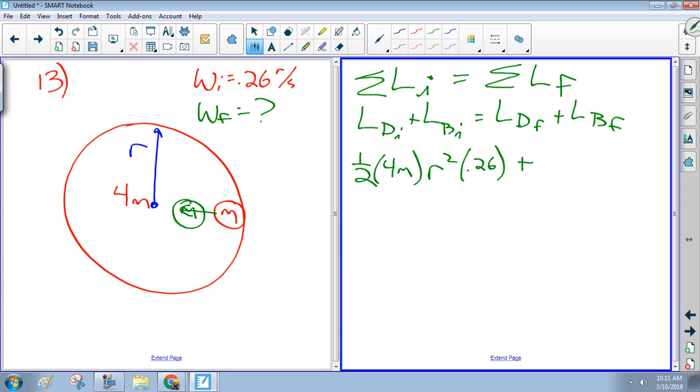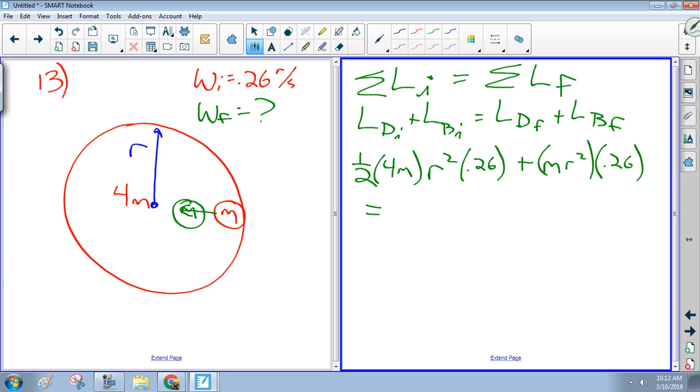Plus, now we're going to do the same thing for the bug. We can't do mrv because we don't know the v, so we've got to do mr squared. That's literally m, because the mass of the bug is m. The radius is r squared. So there's our I times again our omega. Okay, so that's all of our initial information, which I had meant to do in red and I didn't. I apologize. Everybody good?